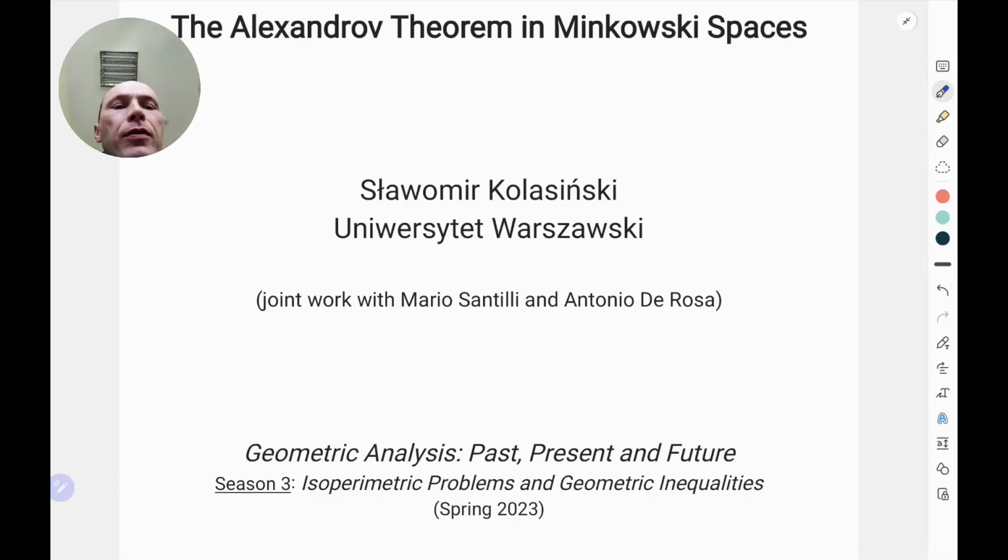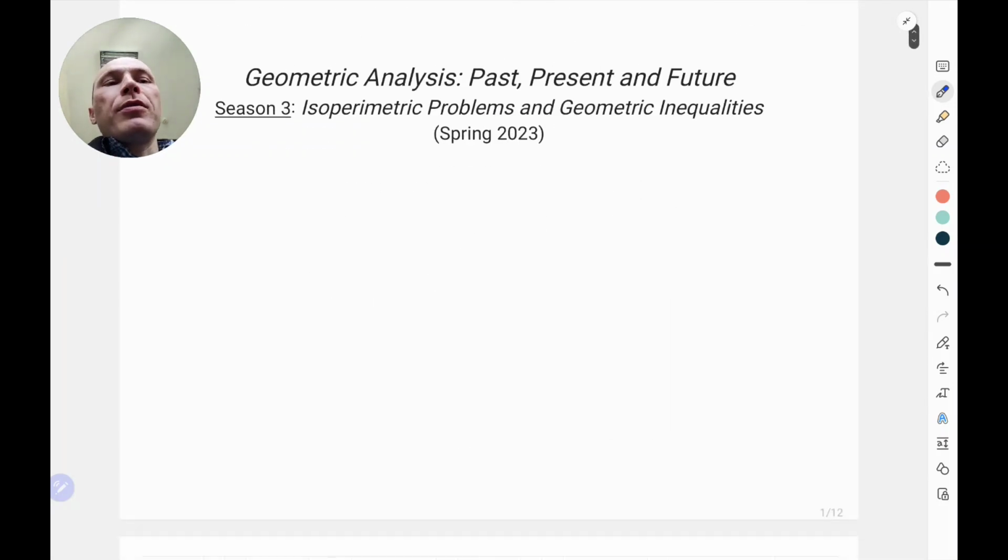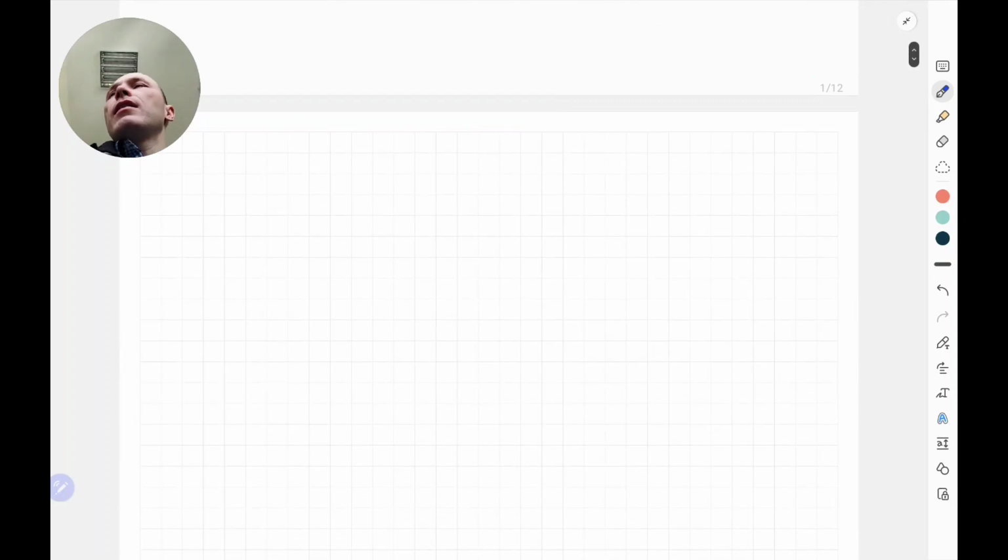The topic of this season is isoperimetric problems and geometric inequalities, and the Alexandrov Theorem is clearly connected with this topic. But before I state even the theorem, I have to introduce or recall several notions about GAPPF sets. So let us first fix notation.